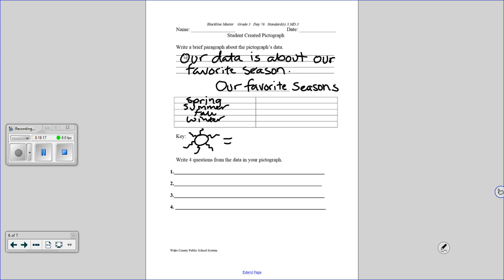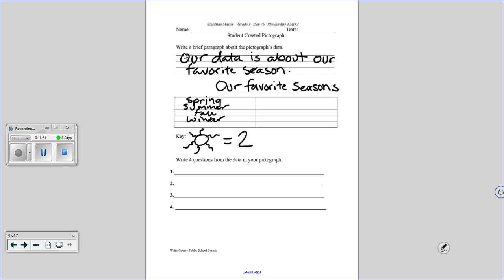What could my sun be worth? Ava, what do you think? 1. That kind of defeats the purpose of doing a pictograph then. Lindley? 2. We're going to make it worth 2. I know there's only 1 in fall, so make it half, but 2 will be a good amount to skip count by. So in your key, I want you to make your sun equal to 2.